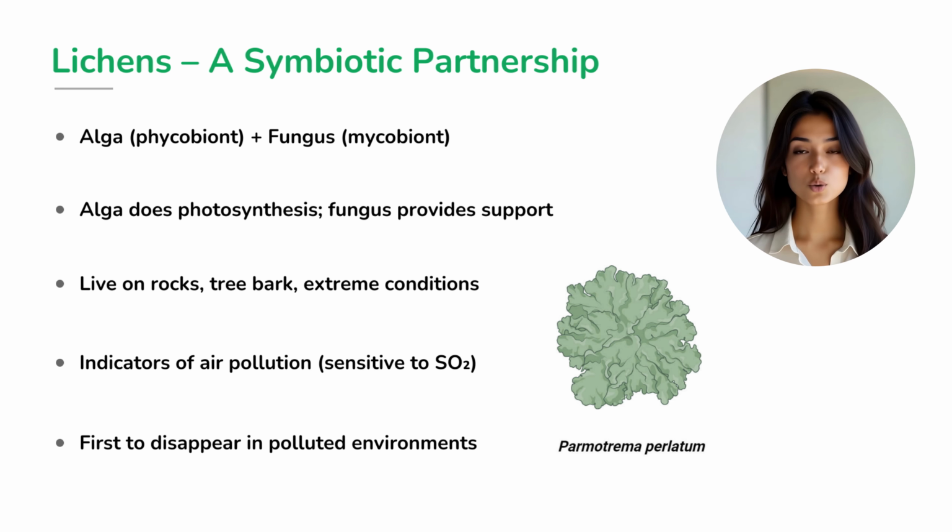Lichens are not single organisms, but a symbiotic association between an alga and a fungus. The algal partner is called the phycobiont. It's autotrophic and performs photosynthesis. The fungal partner is the mycobiont. It's heterotrophic and provides shelter, water, and minerals. Together, they form a stable, mutually beneficial relationship.